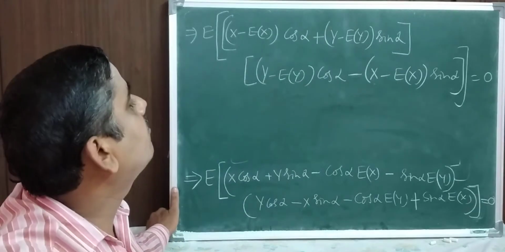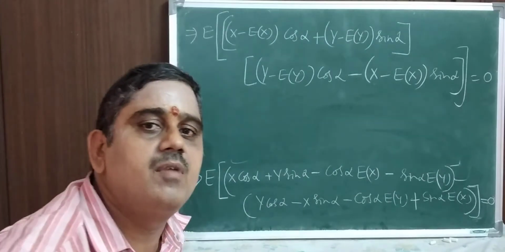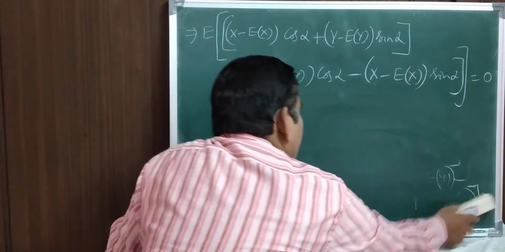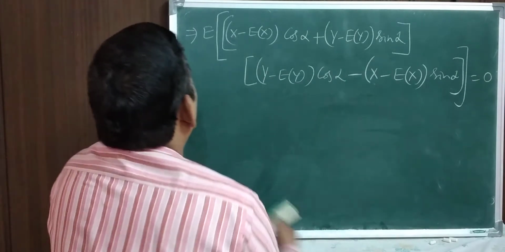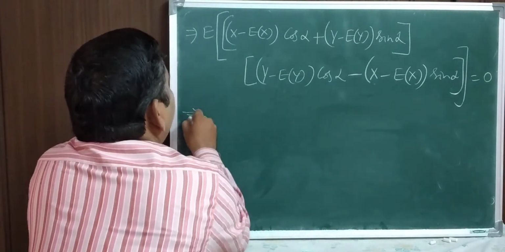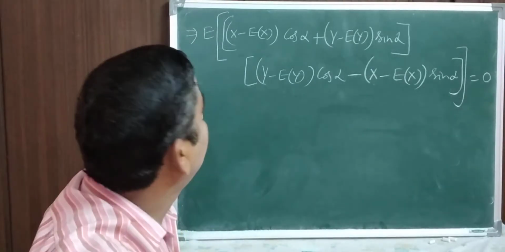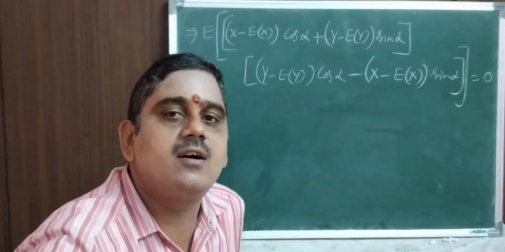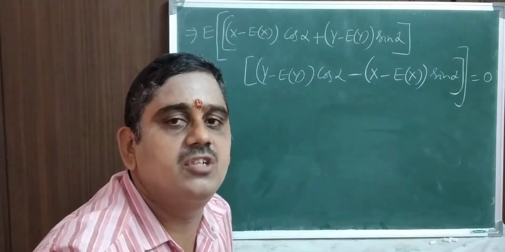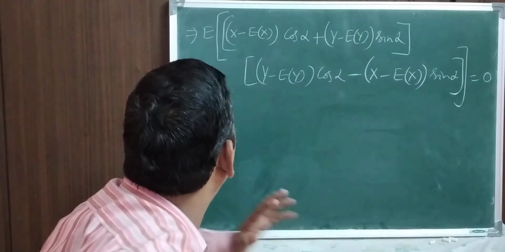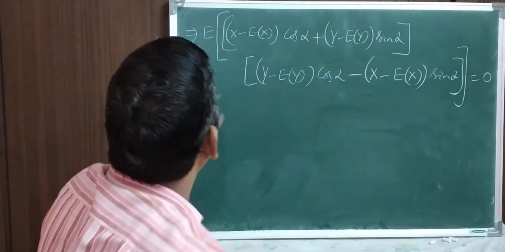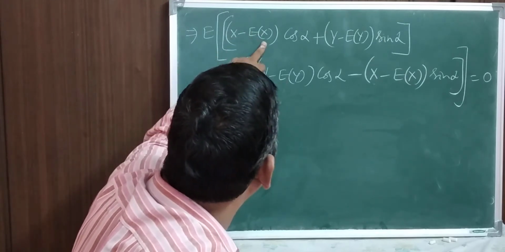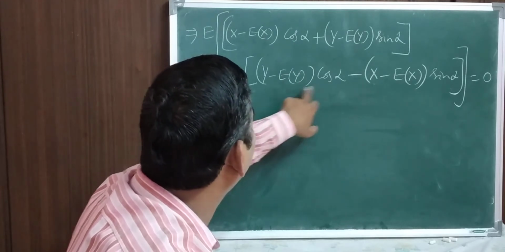Now we have a simple multiplication factor. If you multiply the terms one by one, there are two terms multiplied by two terms, so there will be four terms. And I also take expectations simultaneously. I multiply the terms and I also take the expectation for each term, and you will get a particular formula. So I multiply the first term with the first term: x minus expectation of x into cos alpha and y minus expectation of y into cos alpha.